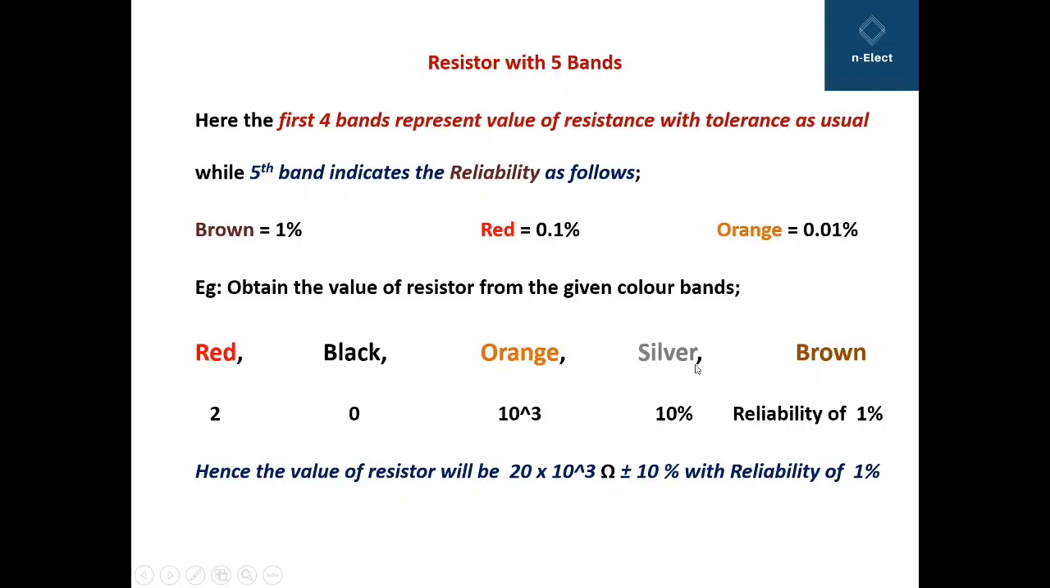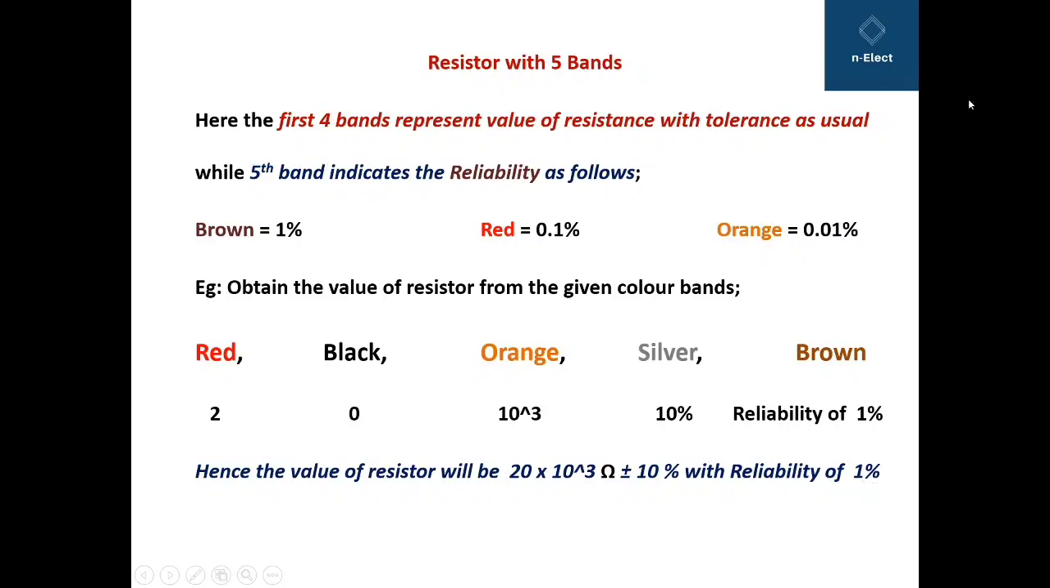Then comes silver, that is for tolerance. For silver, tolerance is 10%, so we are writing plus minus 10%. We will write it here. And thereafter comes brown, and for brown the reliability is 1%. So we can say the value of the resistor with these color bands is 20 into 10 raised to power 3 ohms, plus minus 10% with reliability of 1%.